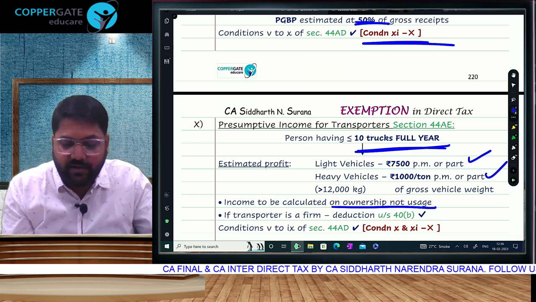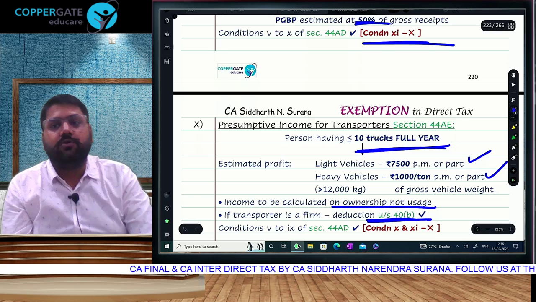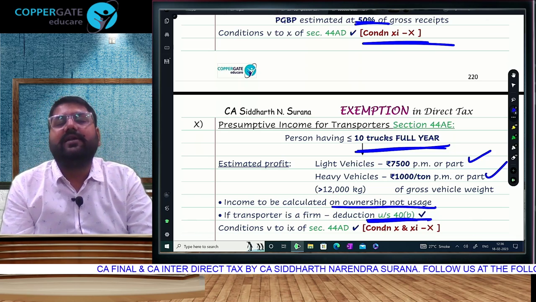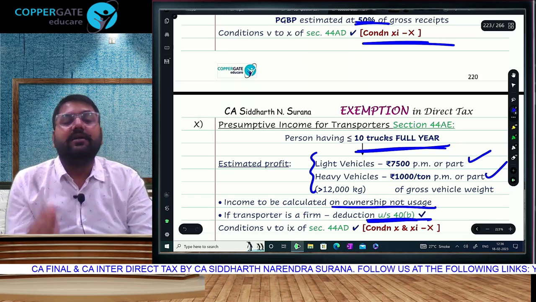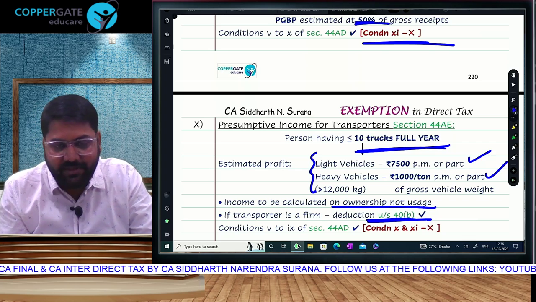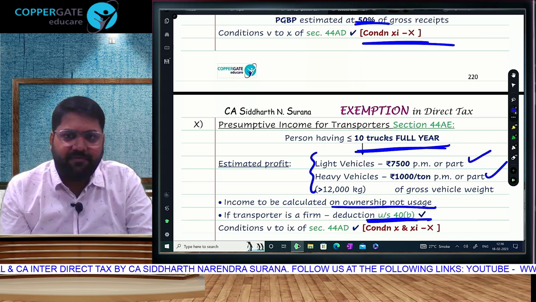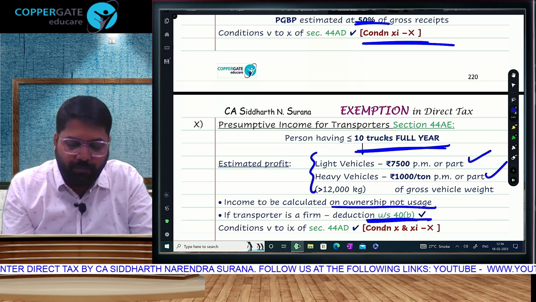But one difference is that if it is a partnership firm, here you will get 40B ka interest and remuneration ka deduction. So calculate this income, subtract 40B deduction, that's your PGBP. In the other two sections you don't get that benefit. All other conditions are same, but 2 points are not applicable.